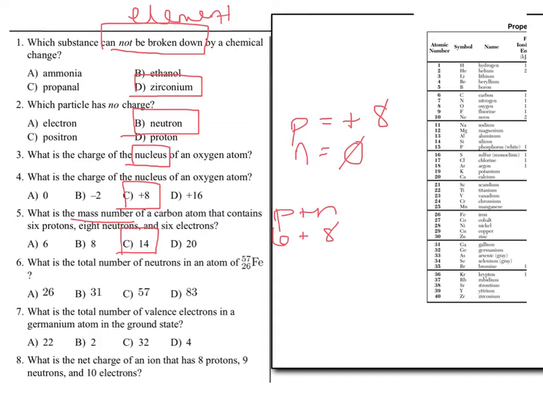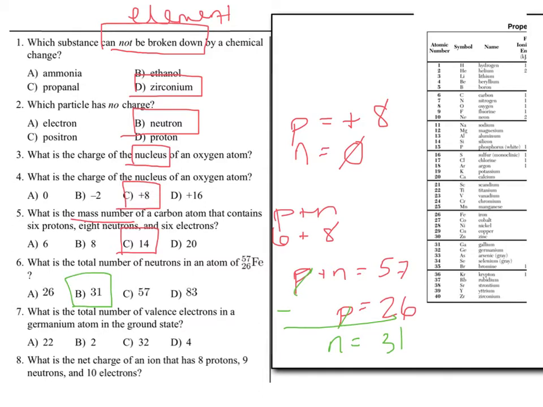In the next question, we're given an isotope symbol for iron 57. We can see that the protons and the neutrons are equal to 57, while the protons by themselves are equal to 26. To determine how many neutrons, we simply have to subtract. That gives us 31 neutrons.